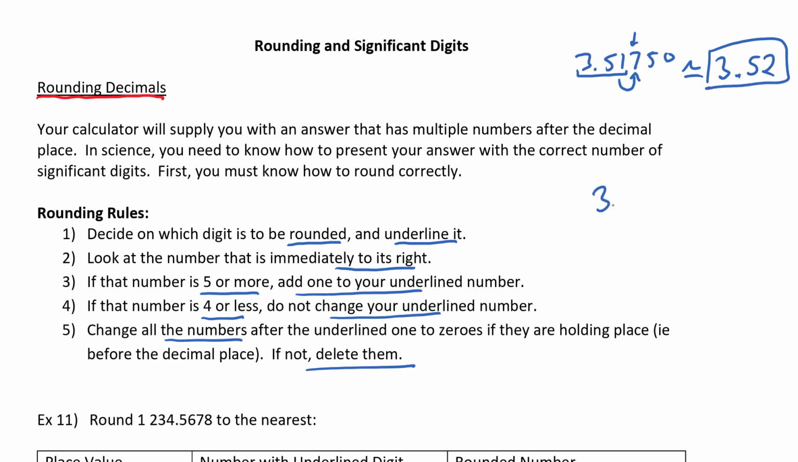If, however, 3.51750, let's say I wanted to round off to only 2. I look at the number beside that. It's less than 5, so this is approximately equal to 3.5. All the zeros afterwards, all the numbers afterwards, they're just deleted. We don't report them because we've rounded them off.